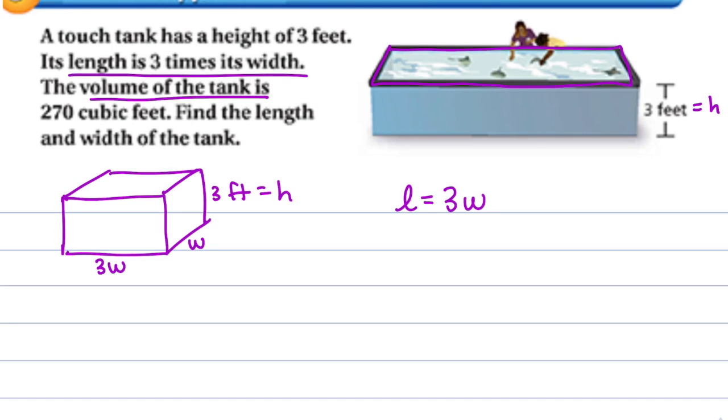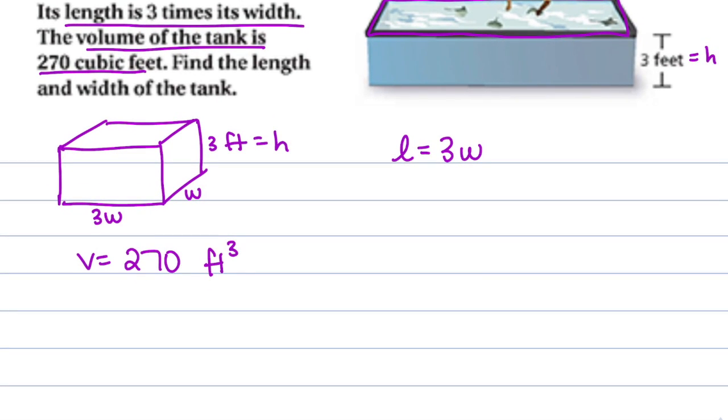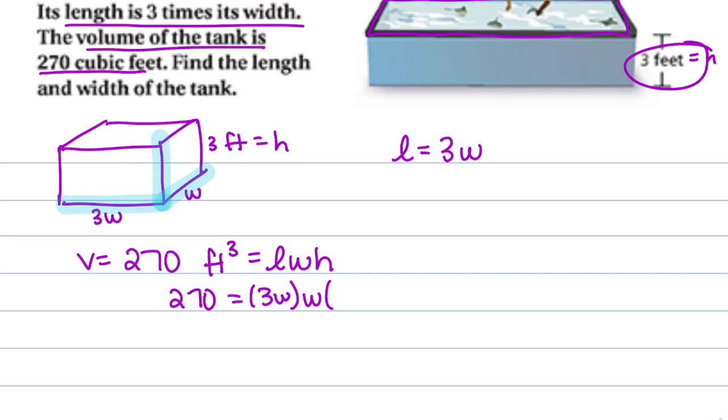We also know the volume of the tank is 270 feet cubed. Find the length and the width. So in order to find the volume, I need to know that volume is length times width times height, because I have 1, 2, 3 dimensions that I have to multiply. And so I know that the volume is 270. The length we said was 3w. The width is just w. And I also know that my height is 3 feet.